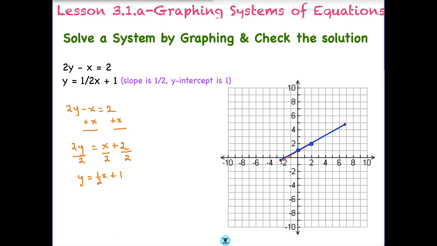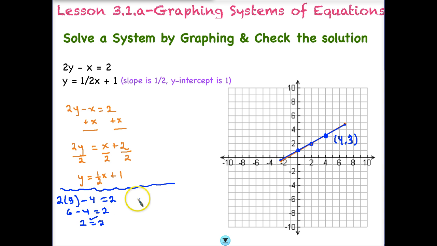So let's try one out, just so that you can see. We'll pick this point here, how about? And this point is (4, 3). If we take this point and plug it into both of these equations, it should work. So let's do a quick check. In our first equation, we have 3 times 2, we'll plug in the 3 for y, minus 4 equals 2. 3 times 2 is 6. 6 minus 4 is 2. Definitely works in the first equation.